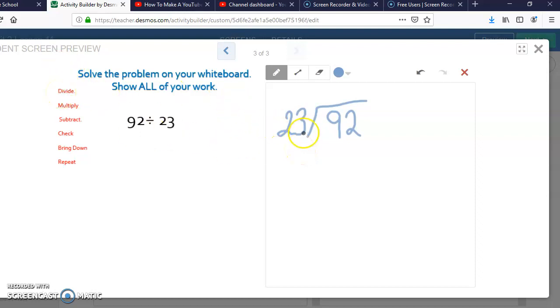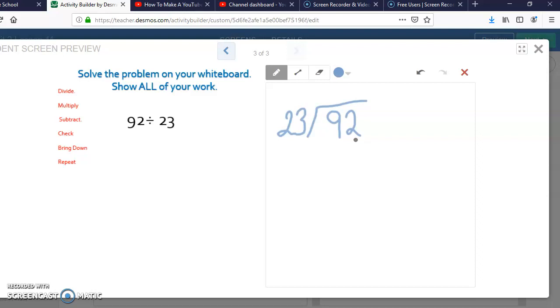Okay, so the first thing I'm going to do is to divide. Can I put 23 into 9? No, I can't. Can I put 23 into 92? Sure thing. Now I have to find out how many times does 23 go into 92. Now I don't know the 23 facts off the top of my head, so I'm going to do some guessing and checking, okay? And here's what I'm thinking.